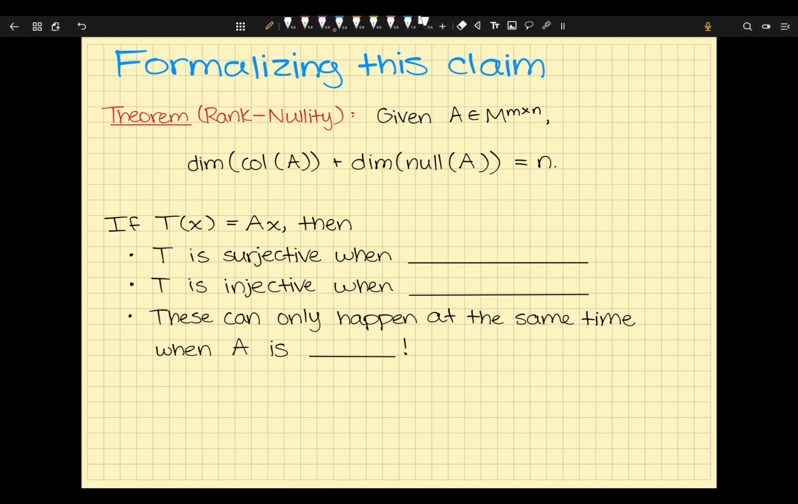So maybe formalizing is a bit strong because there are some things on the slide that are still unproven, but I claim that T is surjective when the dimension of the column space is n. And I claim that T is injective when the dimension of the null space is 0. So then what you should notice is that both of these only happen when A is square.